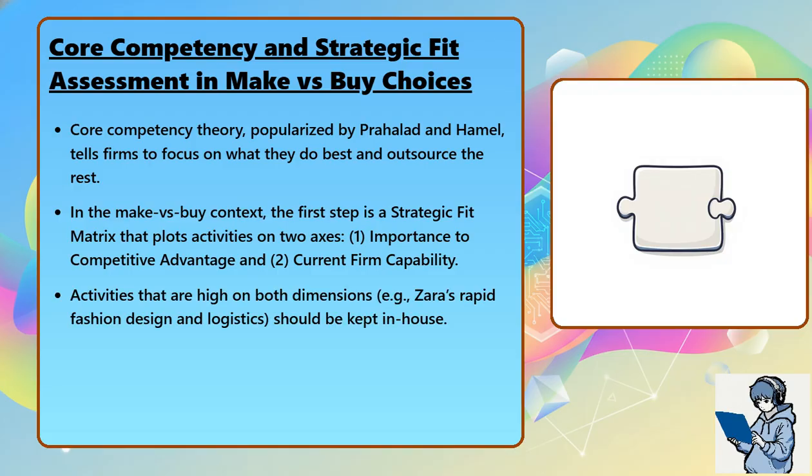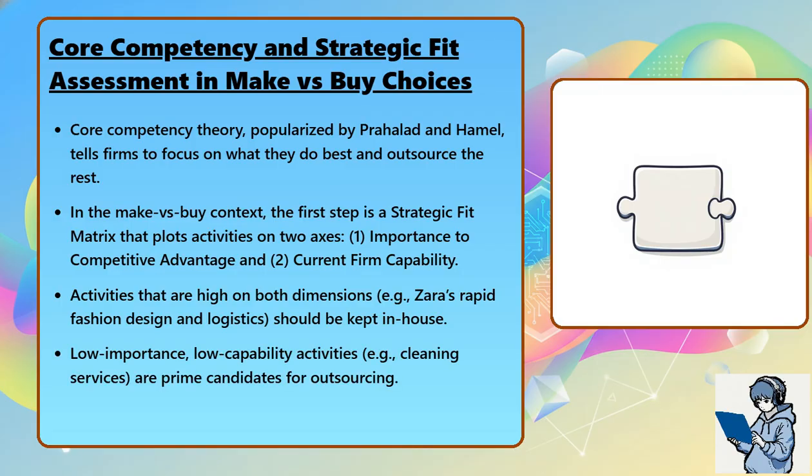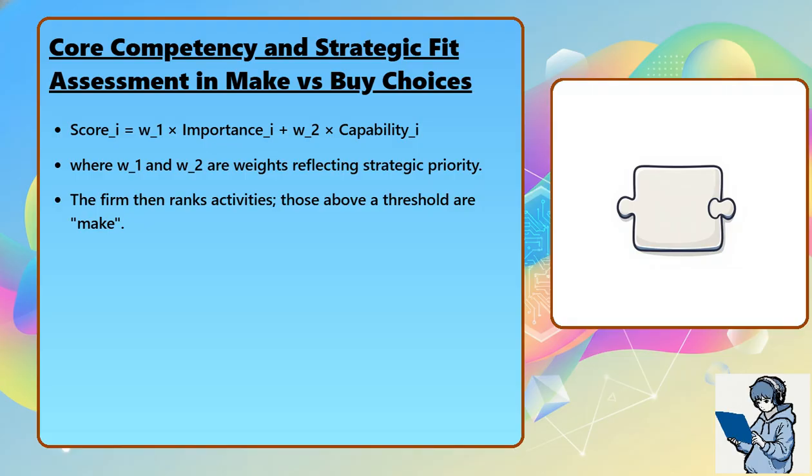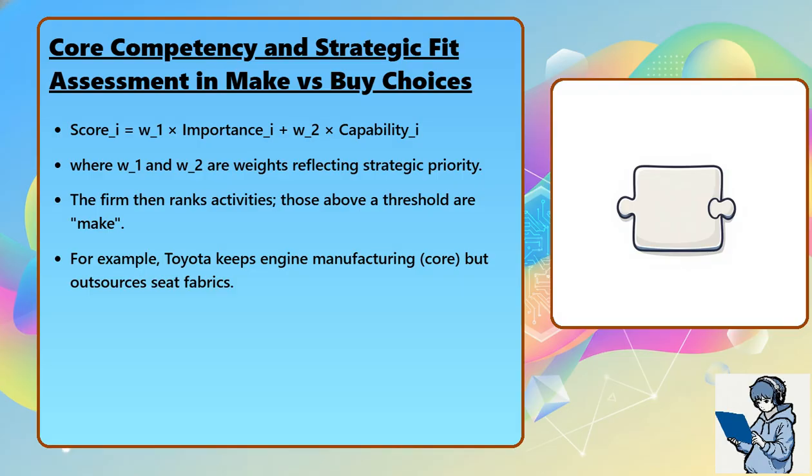Activities that are high on both dimensions, for example Zara's rapid fashion design and logistics, should be kept in-house. Low importance, low capability activities, for example cleaning services, are prime candidates for outsourcing. A simple scoring method can be used. Score sub i equals W1 times importance sub i plus W2 times capability sub i, where W1 and W2 are weights reflecting strategic priority. The firm then ranks activities. Those above a threshold are make. For example, Toyota keeps engine manufacturing core, but outsources seat fabrics.